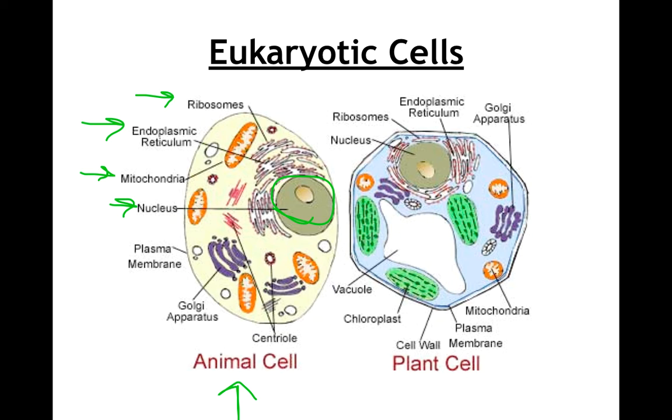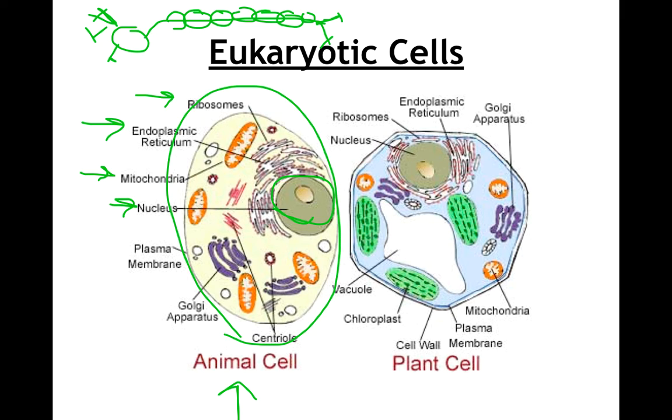So some of them are very long and stringy, and some of your nerve cells have these dendrites on them, and they look like this. This would be a nerve cell. So I just want to make note that not all animal cells are this rounded cell that we see here.